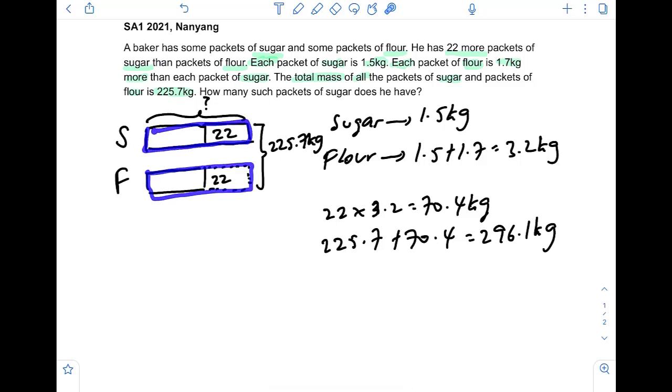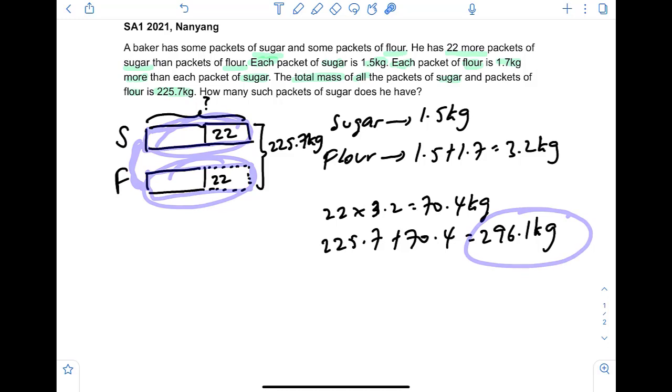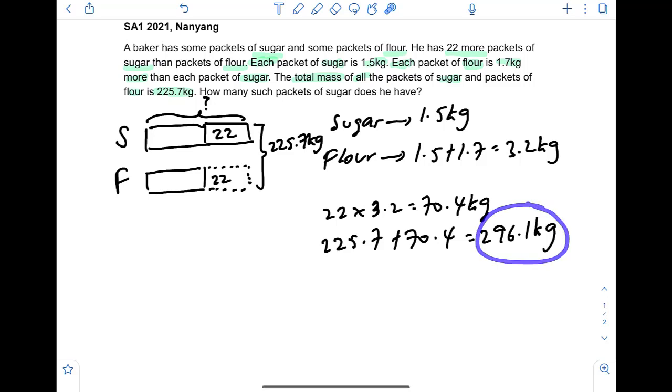So we have two parts, and these two parts represent a total mass of 296.1 kg. But the thing is, we cannot just take this and divide by 2, because they don't have an equal mass. Yes, they are equal in number, but they are not equal in mass. So what we have to do next is to employ a grouping technique.